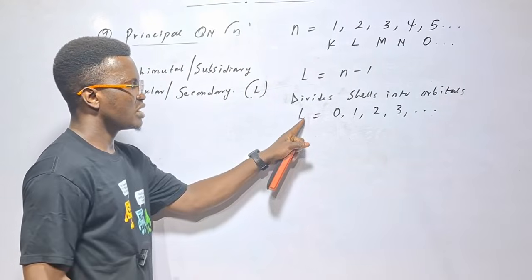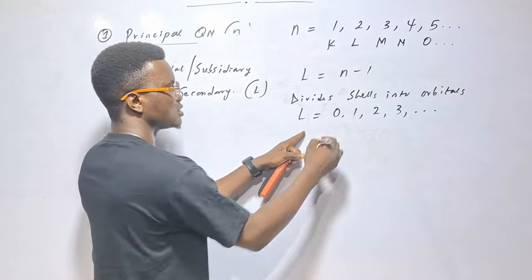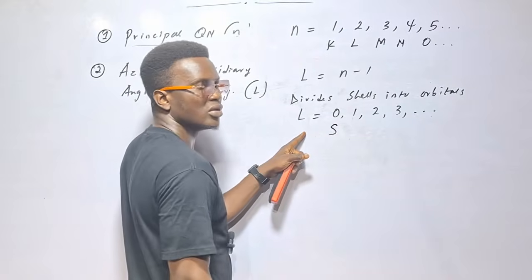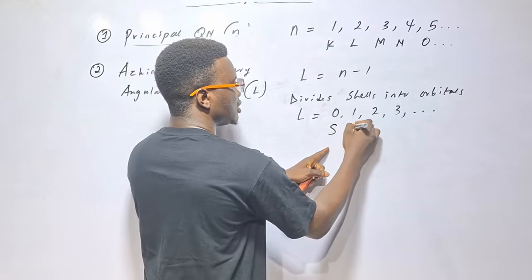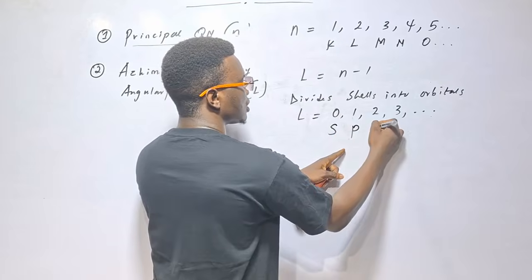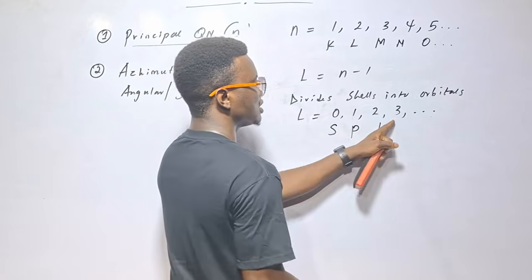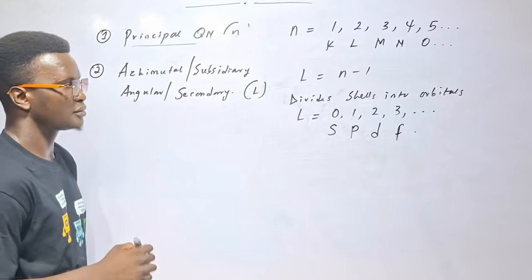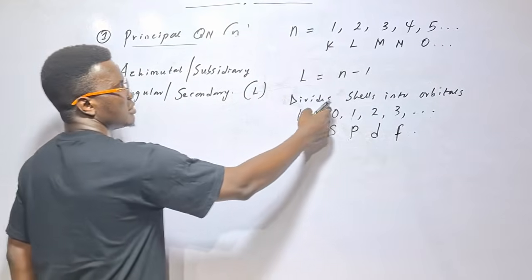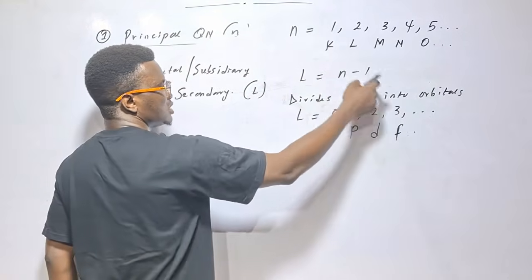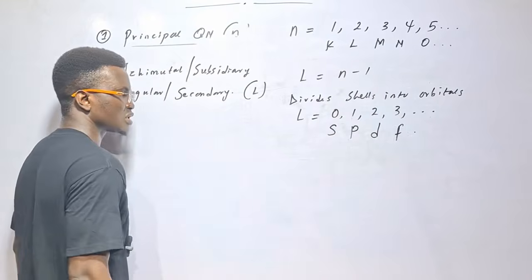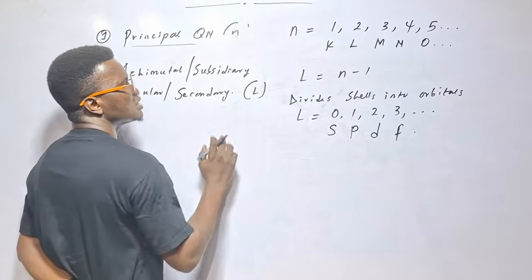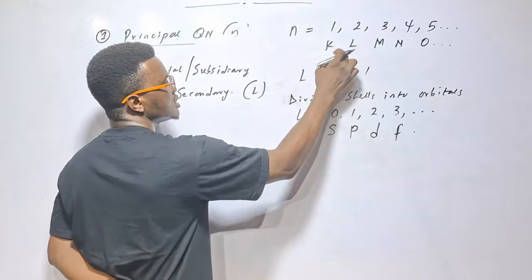Now, note something. Whenever you see that L is 0, that is talking about the s orbital. When L is 1, that is talking about the p. When L is 2, that is talking about the d. And when L is 3, that is talking about the f. Now, let's bring the two together. This talks about the orbitals. This talks about the energy levels of shells. Now, let's see how this determines this.